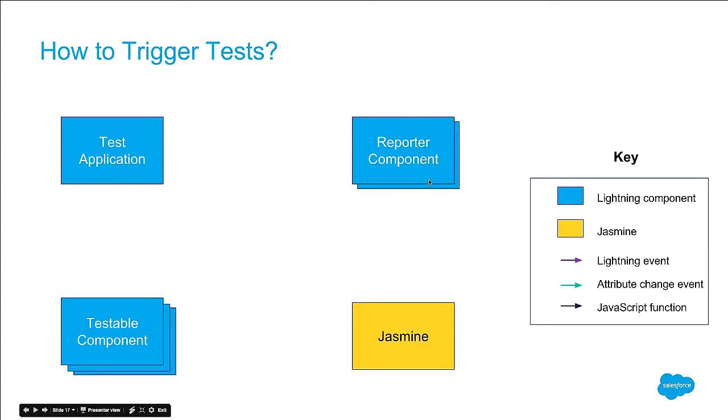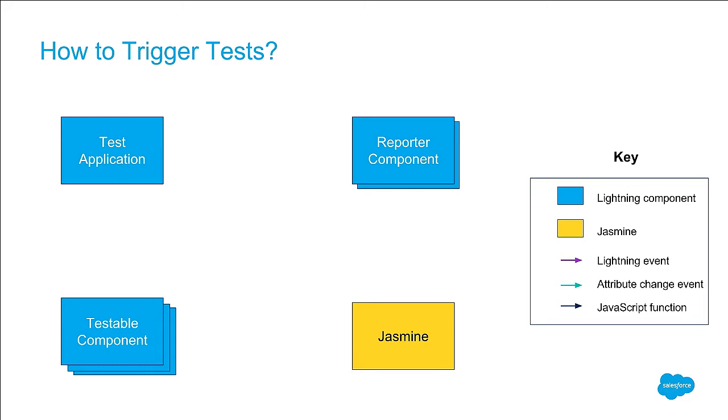Okay, so this is probably the key slide for unit testing Lightning Components with JavaScript, what I'm talking about today. If you don't pay any attention to any other slides, which is fine, this is probably the one to take notice of. So here are my key players. I've got my test application, which is a Lightning application which encapsulates all of my tests. I've got one or more reporter components. In my example app, I'm only using a single reporter. I've got one or more testable components, which are the things that I actually want to run the unit tests on. And then I've got Jasmine sitting down at the bottom.